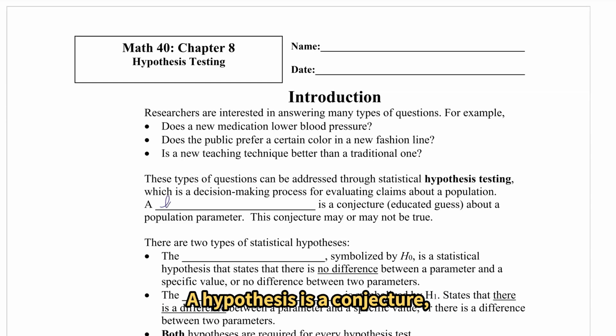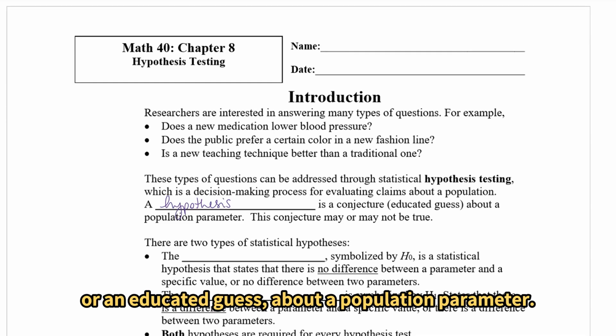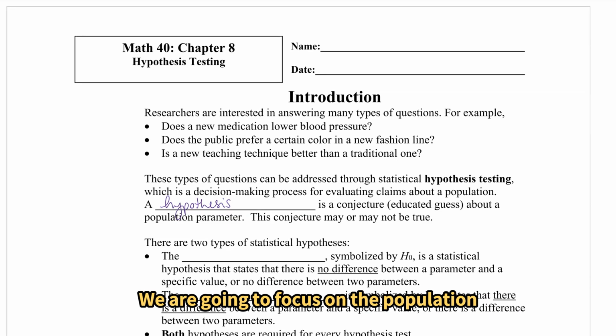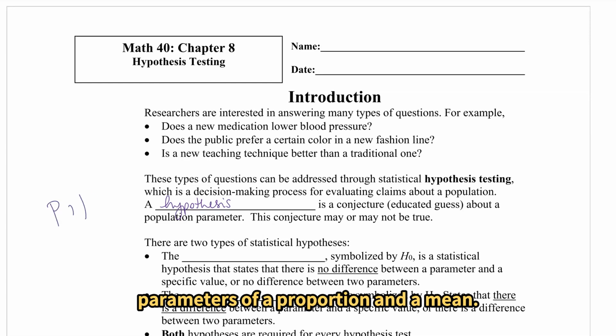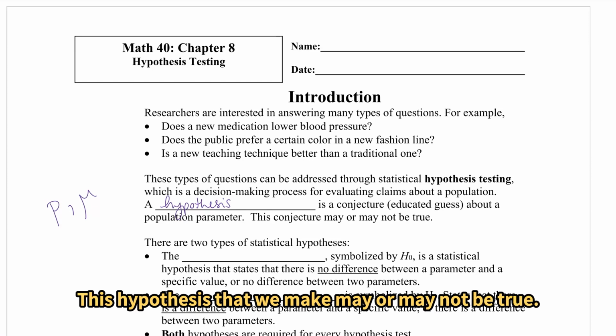A hypothesis is a conjecture or an educated guess about a population parameter. We are going to focus on the population parameters of a proportion and a mean. We could look at hypothesis tests for standard deviation and variance, but in our class we will not be doing that. This hypothesis that we make may or may not be true.